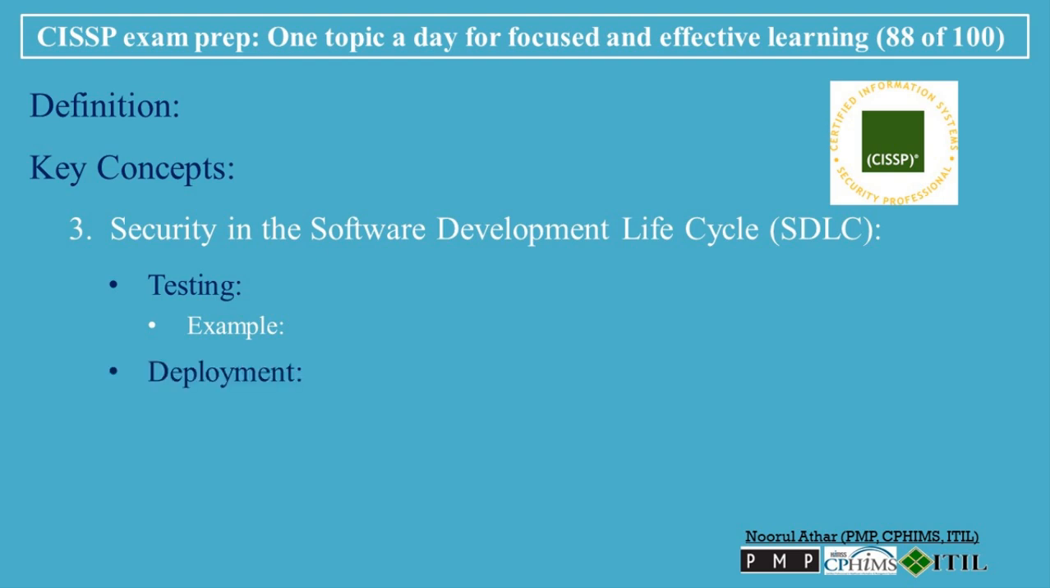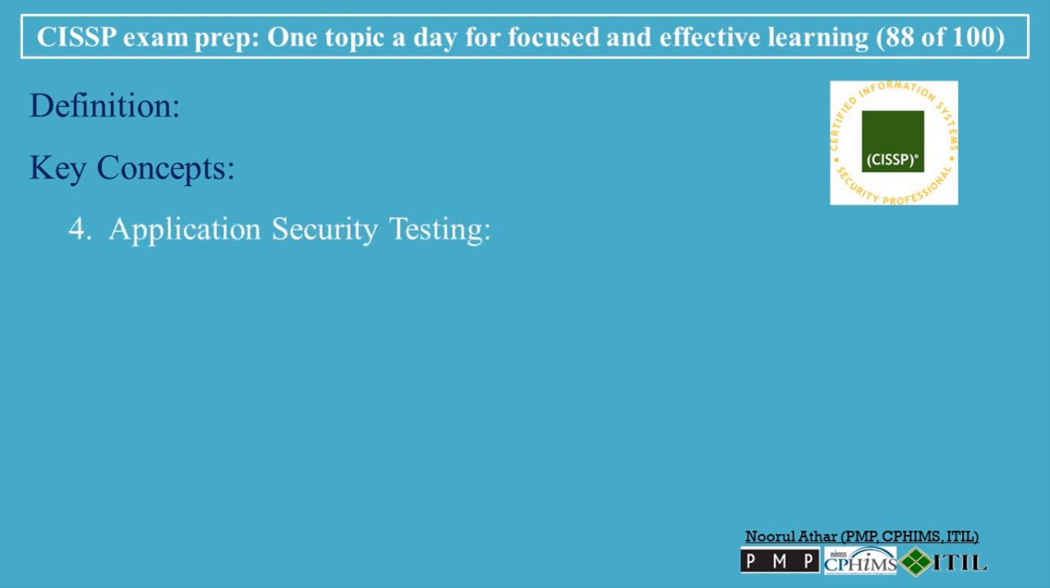Deployment. Before deployment, ensure that the application is securely configured and that security controls, such as firewalls, access controls, and logging, are in place. Continuous monitoring and patch management should be part of the deployment strategy to address new threats. Example: a web application is deployed with HTTPS enabled, and the security team sets up monitoring to detect and respond to suspicious activity.